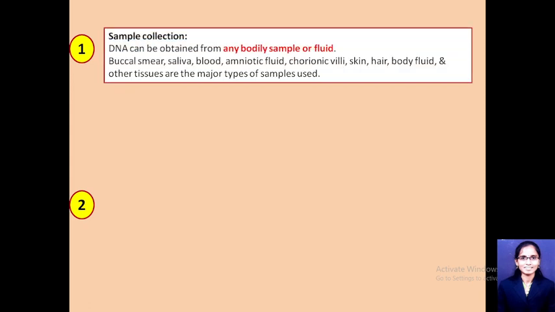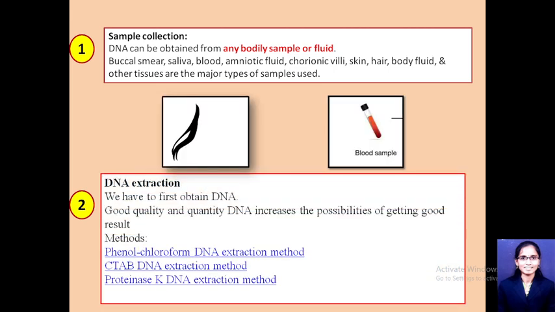The first step is the collection of a sample. Whatever crime has happened, we will obtain the DNA sample from any body tissue or body fluid. I can use a buccal smear, saliva, tissue, amniotic fluid, etc. Once I collect the sample, I will isolate the DNA, extracting the DNA from the collected sample.